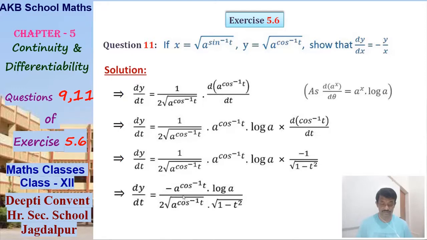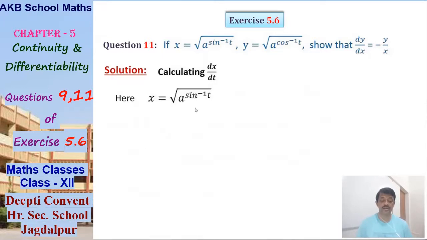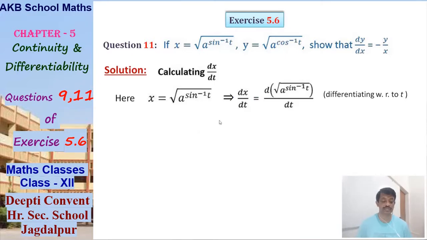Finally we get minus a^(cos inverse t) log a upon 2 root of a^(cos inverse t) into root 1 minus t square. So this is the value of dy by dt. Now we have to find dx by dt. Here x equals root of a^(sin inverse t). In a similar fashion, differentiate with respect to t.